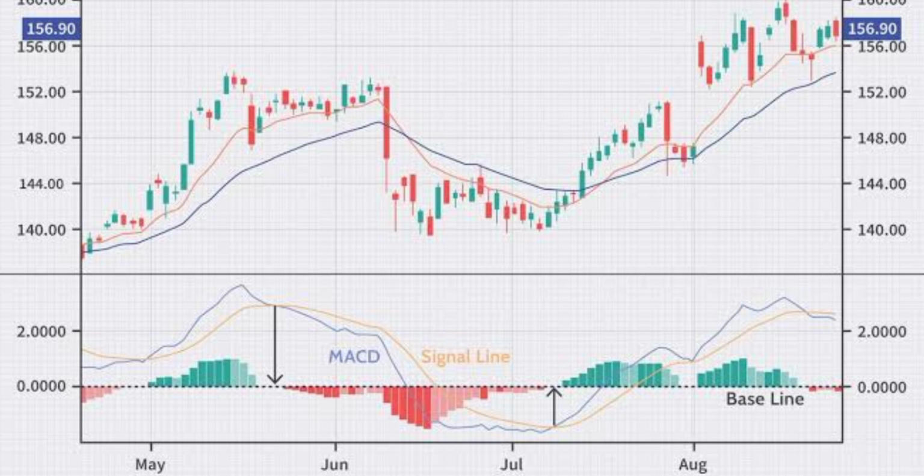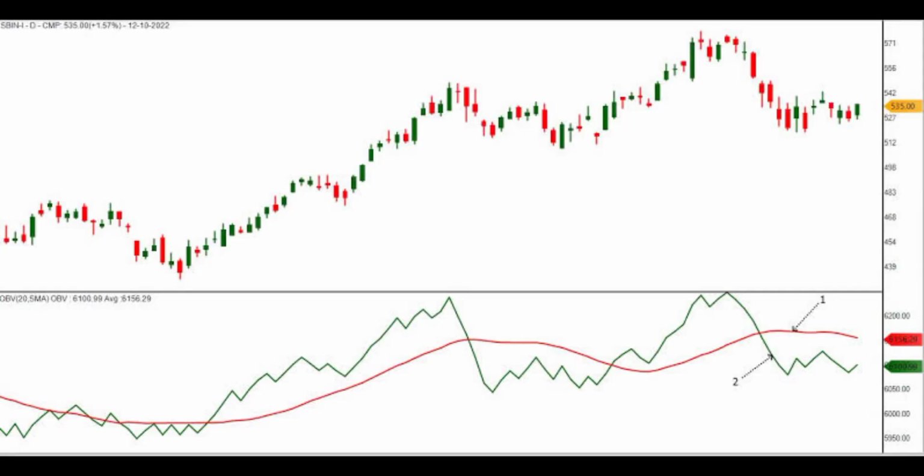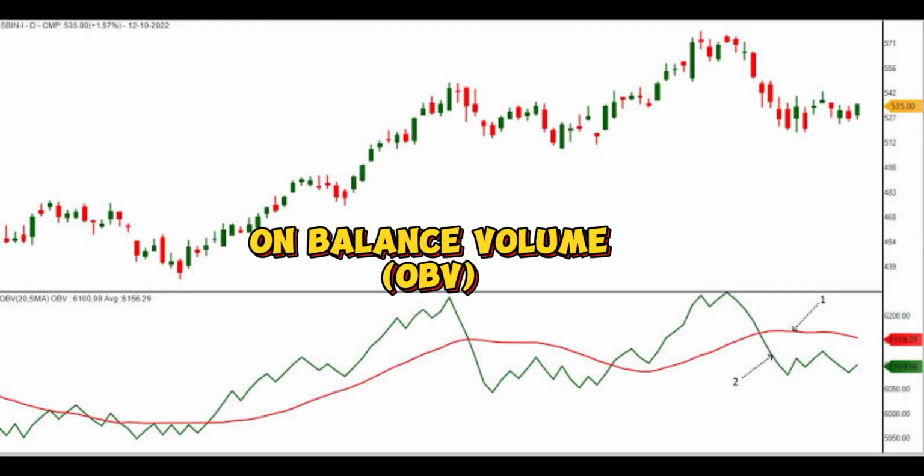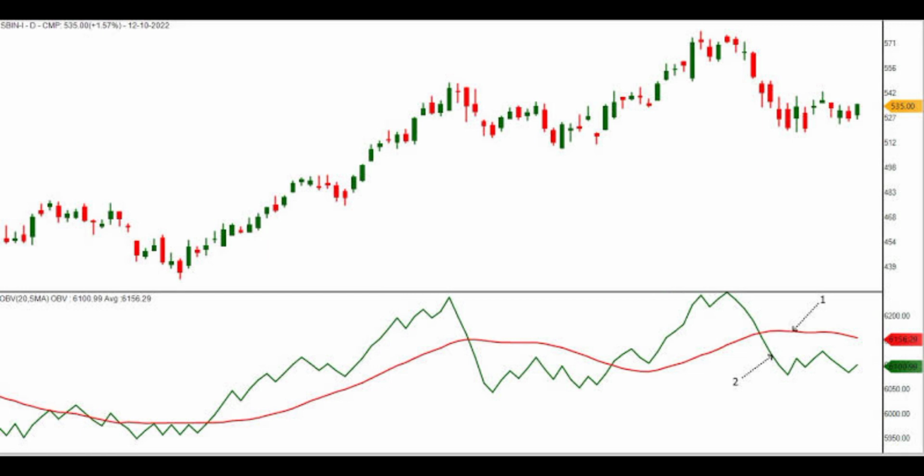It also includes a signal line and a histogram, offering insights into potential trend reversals. 5. On-Balance Volume, OBV. It helps assess the cumulative volume flow by adding or subtracting the daily volume based on price direction. Rising OBV confirms an uptrend, while falling OBV confirms a downtrend.